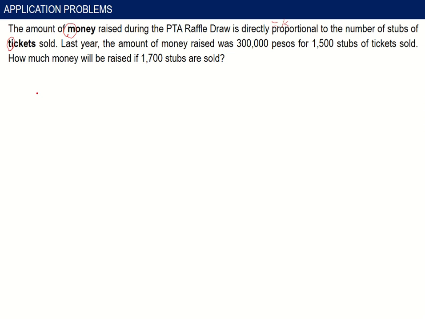Okay. So step 1, just like with what we did a while ago, we are going to translate the first statement into an equation. So M varies directly or is directly proportional to T. Last year, the amount of money raised was 300 pesos. Okay, diretso tayo. 300,000 pesos rather, equals K for 1,500 stubs of tickets sold. So we have 1,500, that is for the tickets.